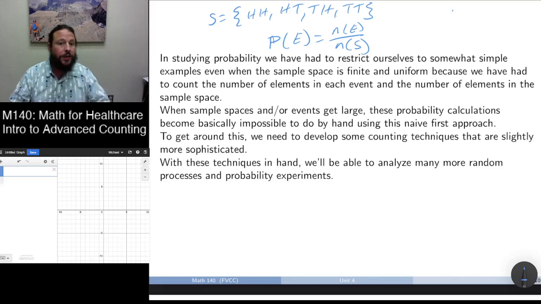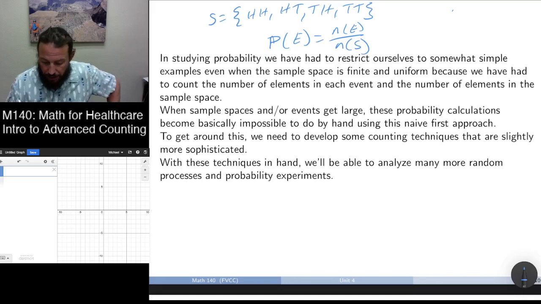And why is this? Well, when things get large, it gets difficult. For instance, what about when you're tossing 10 coins? You don't want to list all that out, right? All right, so let's see what we can do here.